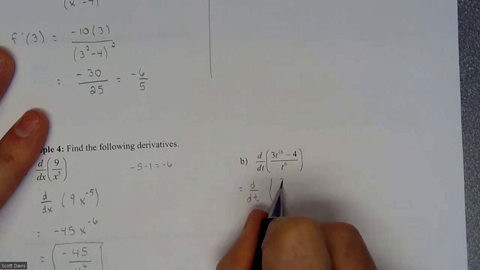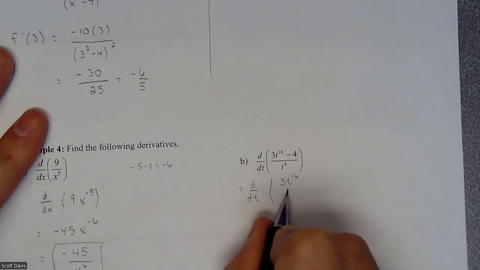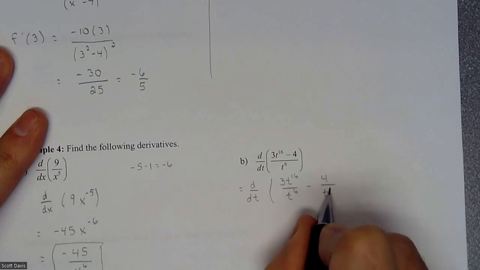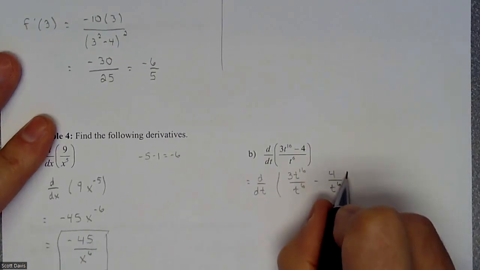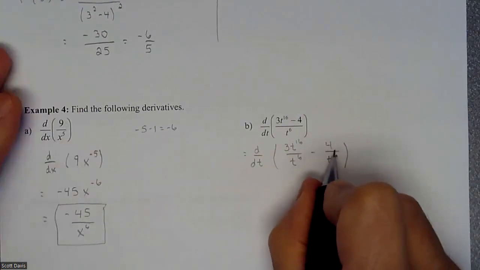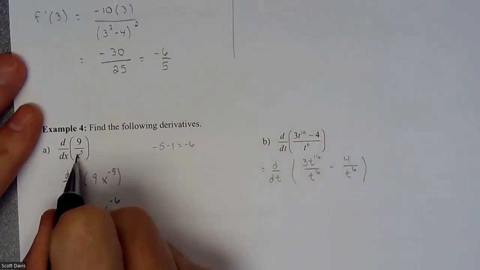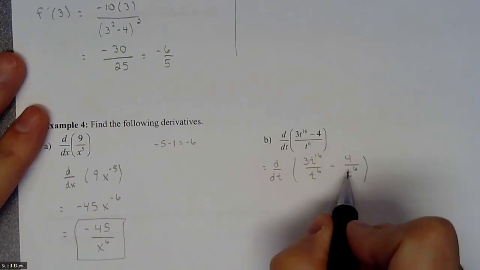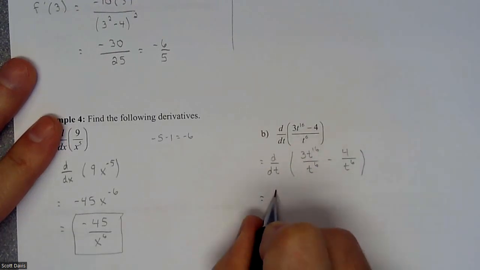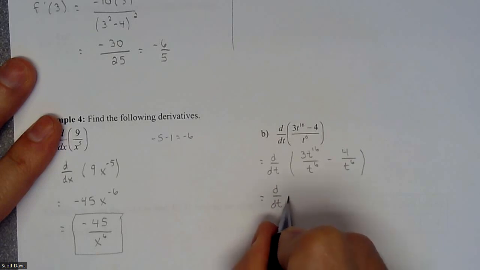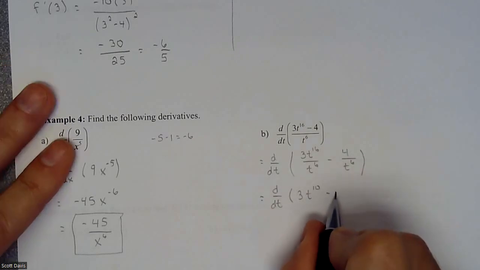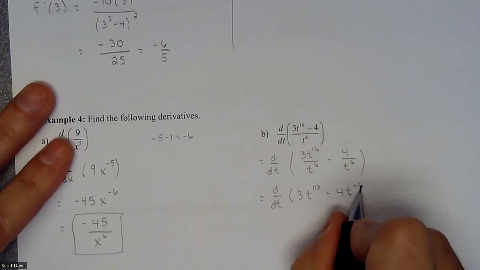And I can write this as 3t to the 16th over t to the 6th minus 4 over t to the 6th. All right, so that doesn't seem like that's doing much for me yet, but we can simplify, and I don't have to leave this as a quotient rule. I can basically do the exact same thing that I did here. So if I simplify this, I have 6 of those t's canceling 6 of those t's, and that's going to leave us with 10. So 3t to the 10th minus 4t to the negative 6th.